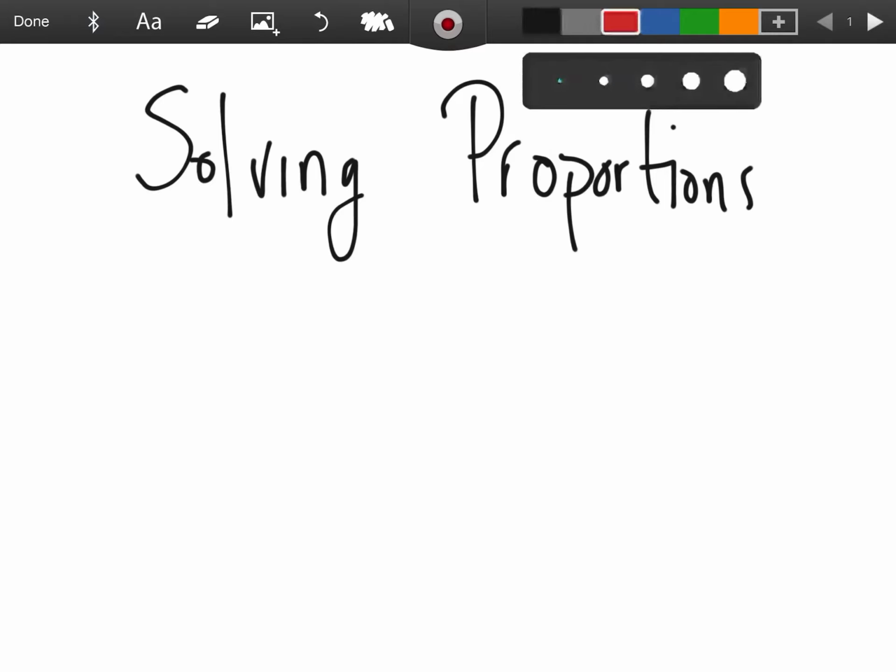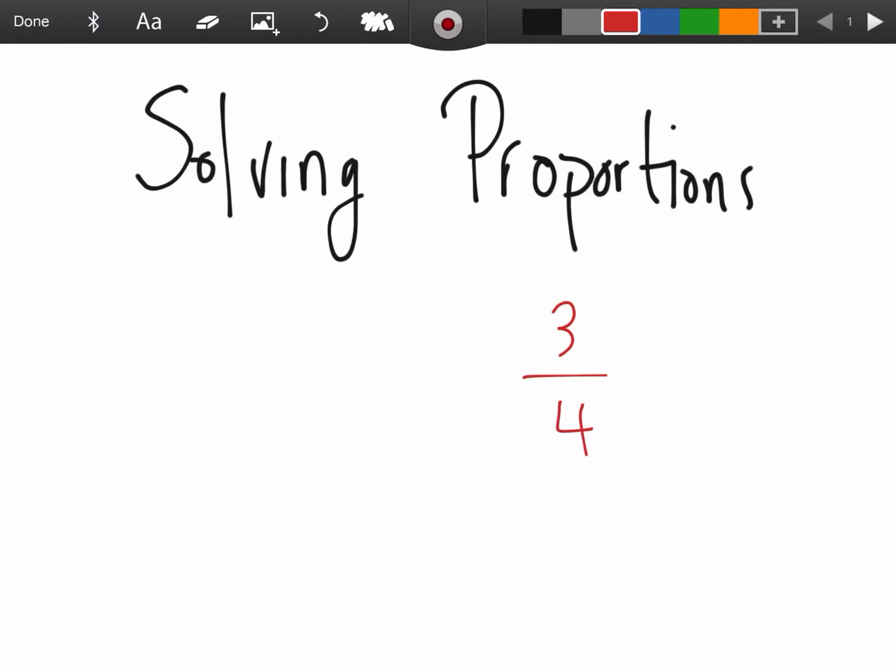So what is a proportion? A proportion is really just when we have two fractions that are set equal to each other. It states that these two fractions, or these two ratios, are equal. So for example, we know that 3/4 is equal to 6/8.